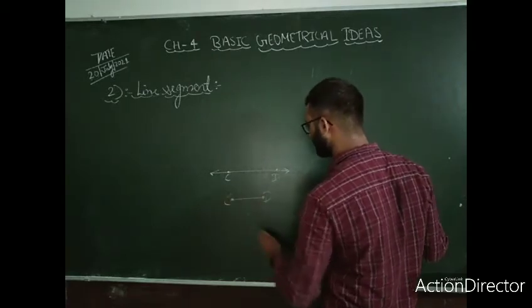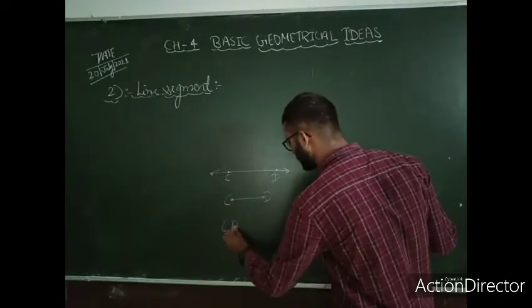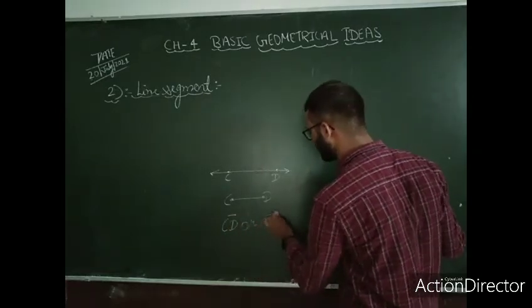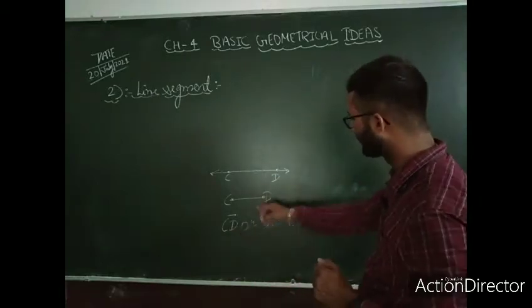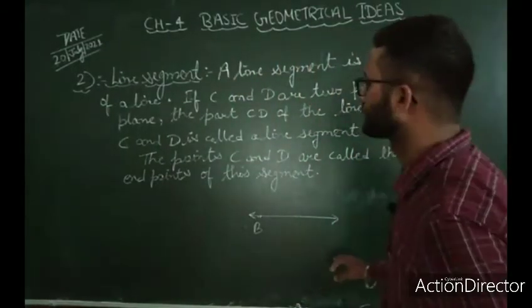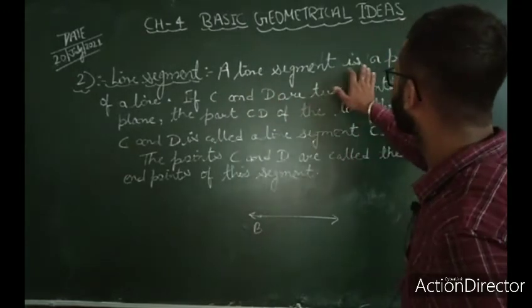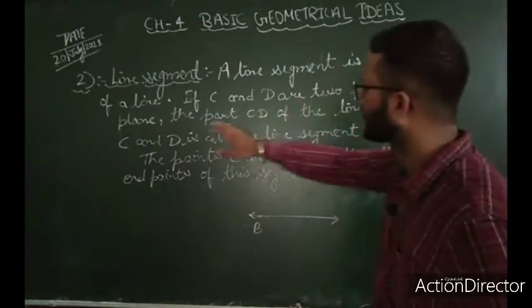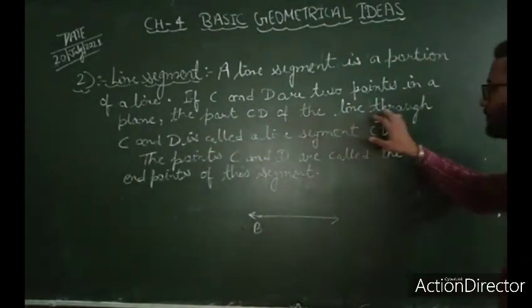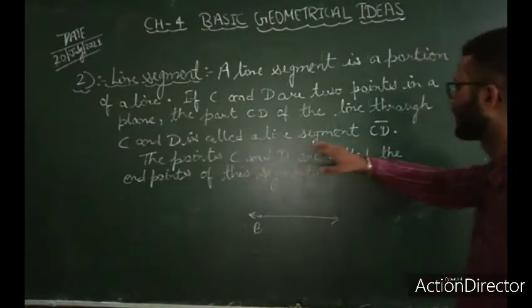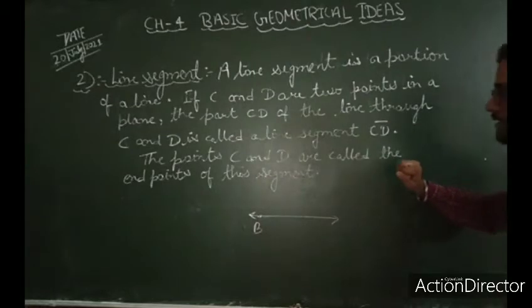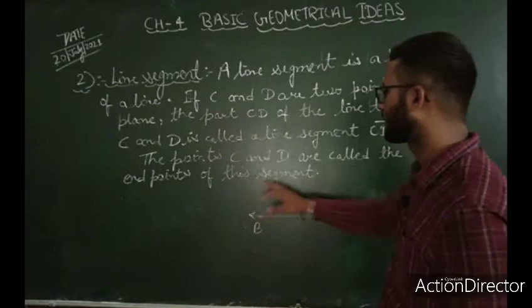How do we denote this line segment? We write line segment CD, and we can also write DC. Now we will discuss the definition of a line segment. A line segment is a portion of a line. If C and D are 2 points in a plane, the part CD of the line through C and D is called the line segment CD. Here we use the symbol of a line segment. The points C and D are called the end points of this line segment.